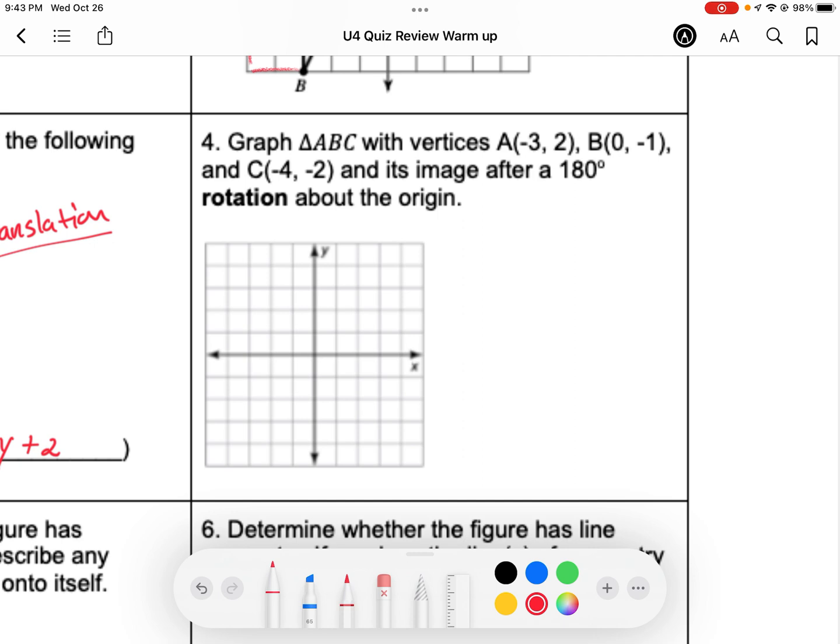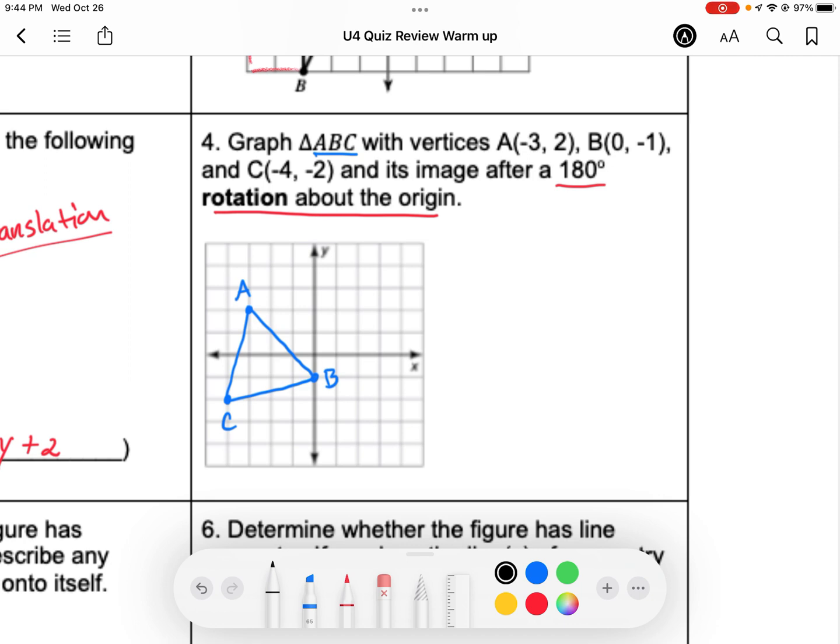For number 4, we're told to graph triangle ABC with those vertices and the image, remember that's the result, after a transformation. And this is the transformation we're doing. We're going to rotate 180 degrees. So the first thing you should have done is graphed the triangle. This should be triangle ABC. That's the original. And we're going to rotate it 180 degrees around the origin.